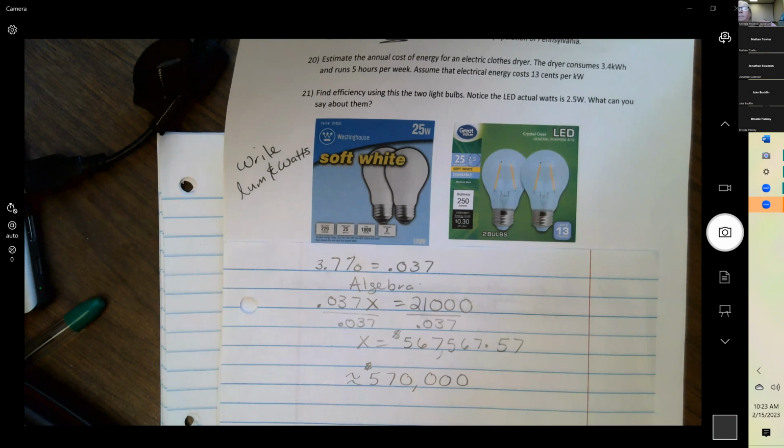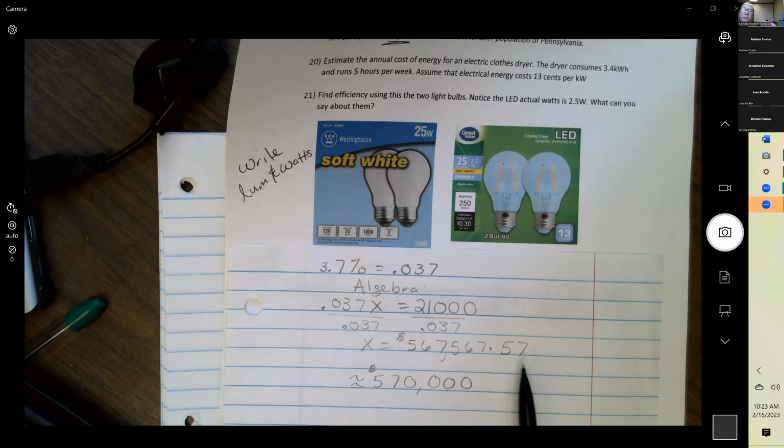Any questions on that? Rounding is fine with me. Just show your answer and then let me know that you're rounding. Or just use the whole answer, but round to the nearest penny when it's money. It's up to you. Any questions on that one?